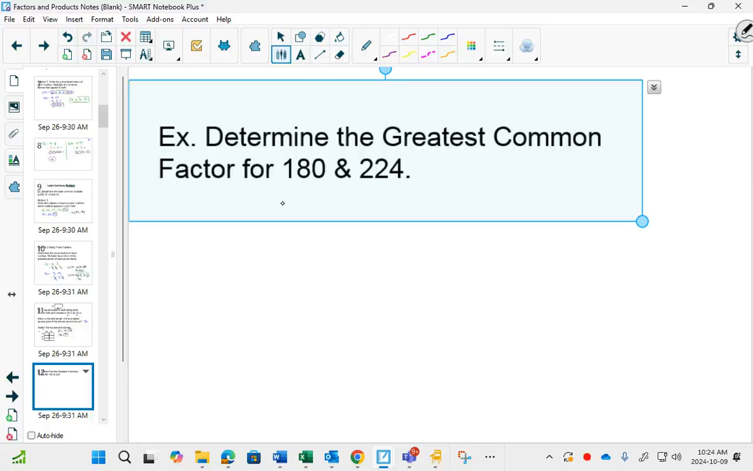So definitions are important because least common multiple and greatest common factor can be easy to mix up. If you know what factor means and you know what multiple means, your life will be easy. So a factor is something that you can divide a number by. So we're looking for something that divides both 180 and 224 as big as possible.